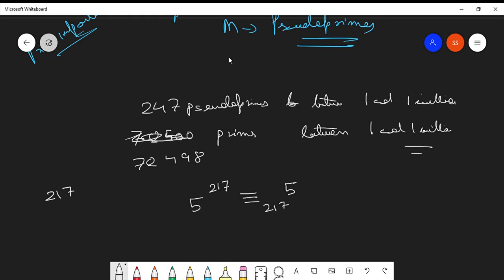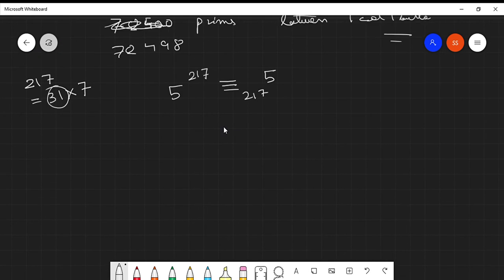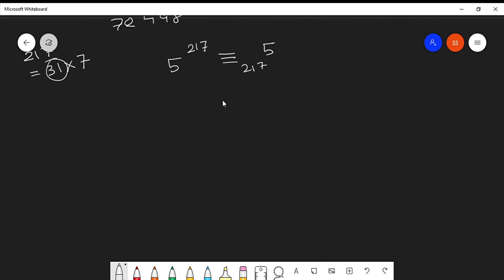So what are the factors of 217 actually? It is divisible by 7. So it is 31 times 7, right? And 31 is a prime number itself. What is the totient value of 31? It must be 30. What is the totient value of 7? It must be 6. So let us check whether this condition is actually valid for 31 and 30 also.